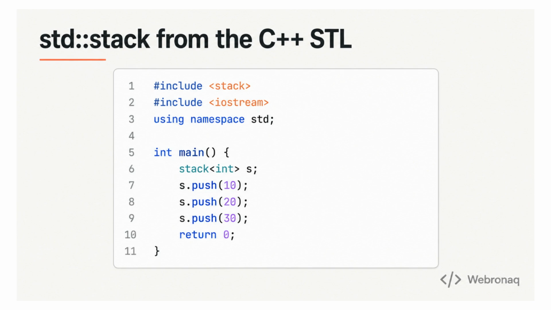No manual memory management, no custom node structs. The STL handles everything under the hood. By default, std::stack is backed by a deque, but that detail is hidden from you. All 5 operations we just covered are available as methods on this object. Let us now walk through a full example and trace exactly what happens.